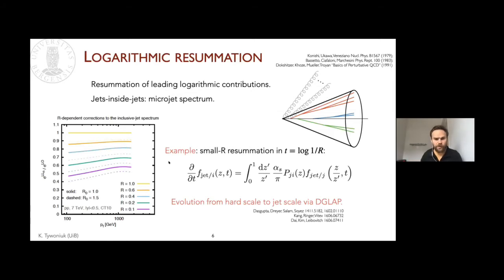So these logs of 1 over r were realized to basically contribute. They can be visualized as simply radiations at large angles that a certain parton produces, and that is not captured by the jet cone, and thus that energy actually is lost from the jet. And this spectrum of jets, in the end you can write a so-called microjet spectrum, which is basically the distribution of these microjets given by this density F jet.